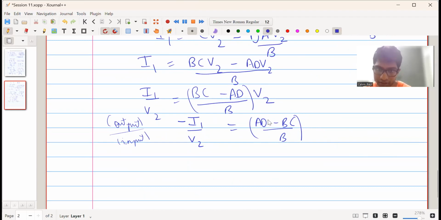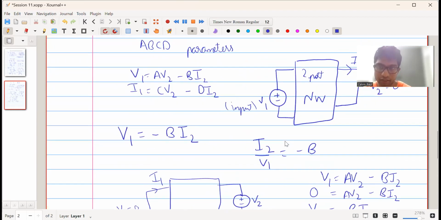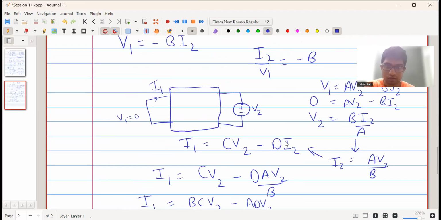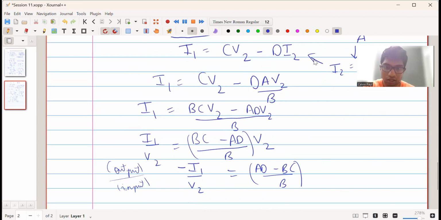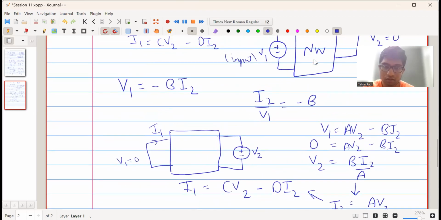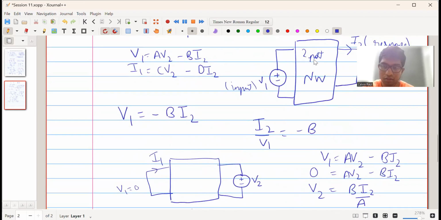Now when we compare these two, what we will get is I2 upon V1 is equal to minus 1 upon B. We have made a mistake here. I2 upon V1 is equal to minus 1 upon B.